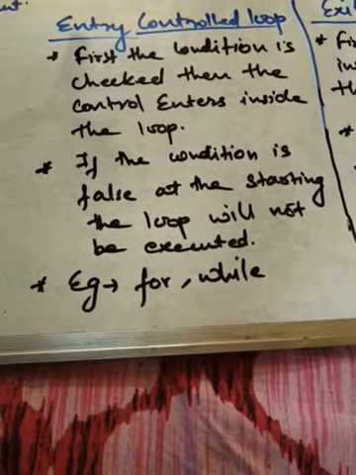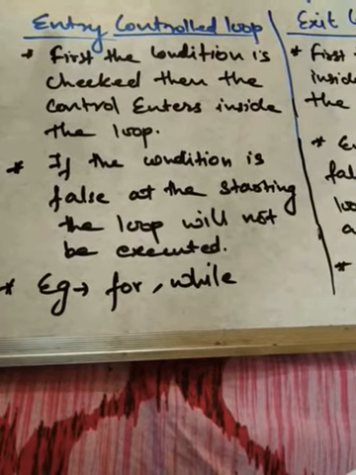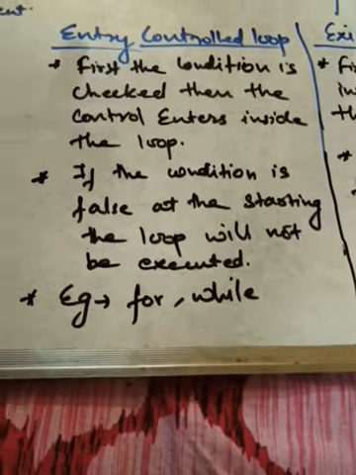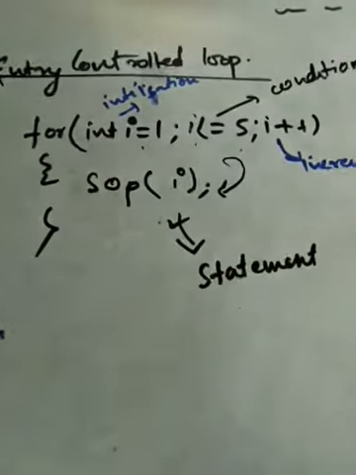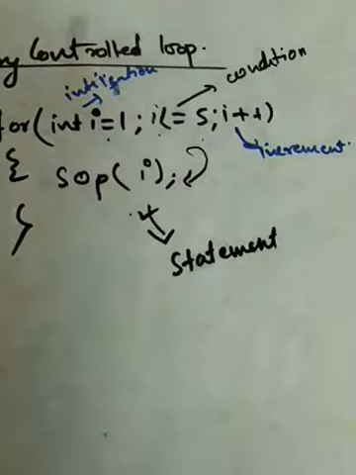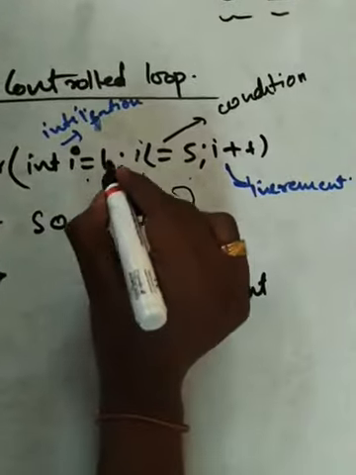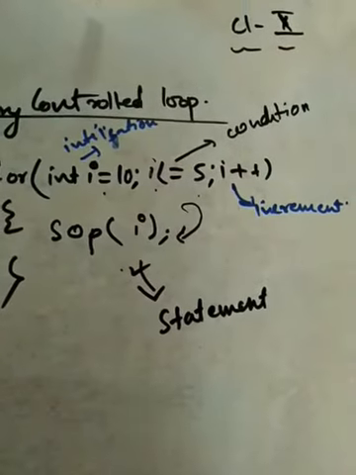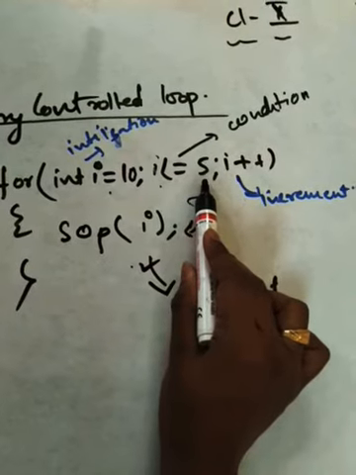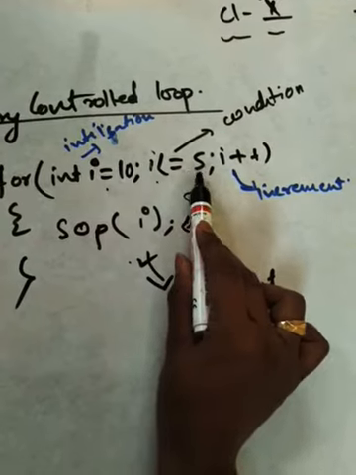For the entry control loop, the second point states that if the condition is false at the starting, the loop will not get executed. If you see the example here, we have the condition. In case we take another example, instead of 1, if we make this 10, what will happen now? Is 10 less than 5? No, false. Clear or not? Is 10 less than 5? No, 10 is bigger than 5.